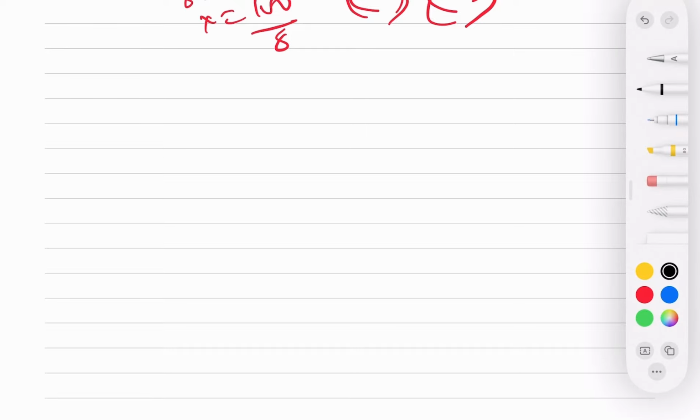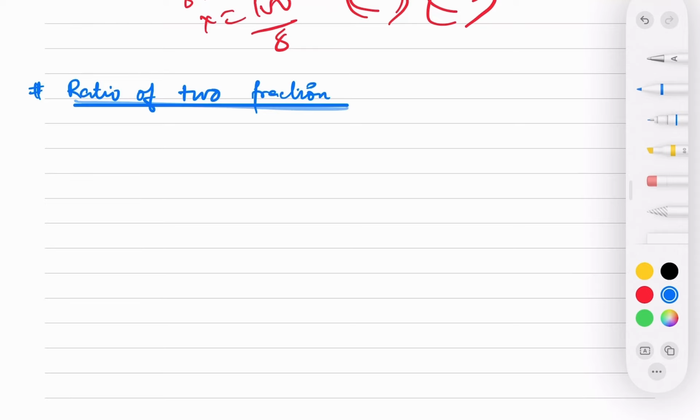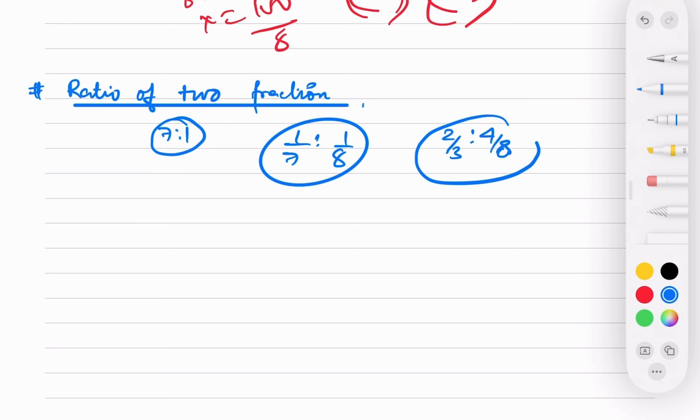Okay, let's start with the other thing, right? Okay, so when I write ratio of two fractions, now क्या हो सकता है, ज़रूरी नहीं कई बार 7:1 ऐसी काइंड ऑफ रेशियो आपको मिले. आपको 1:7:1 by 8 भी मिल सकता है, आपको 2/3:4/4 8 भी मिल सकता है, राइट? फ्रैक्शंस में भी रेशियो मिल सकते हैं, राइट? सो प्रॉब्लम क्या है भाई, इसका मतलब क्या था 7/1, इसका मतलब क्या होगा 1/7/1/8, इसका मतलब क्या है 2/3/4/8.